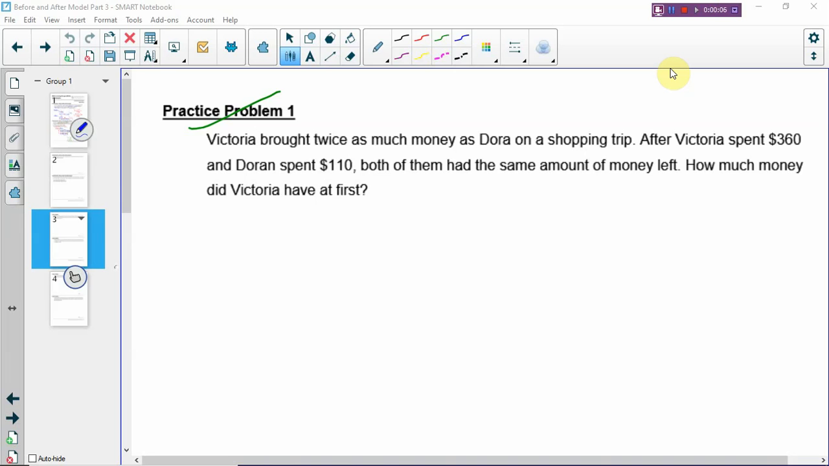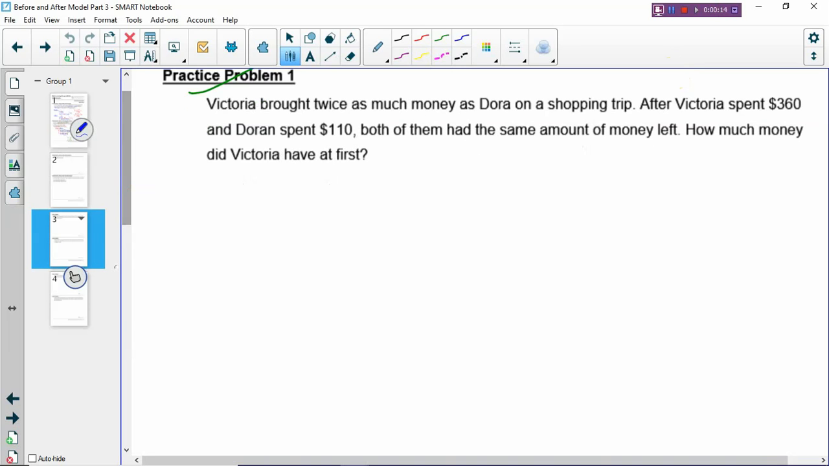Now, today we are going to continue with our part 4 on model drawing, before and after model drawing. So let's look at the homework that you're supposed to do for the last lesson. We went through some examples on how to draw the before and after model, and so we are going to look at a few more questions.